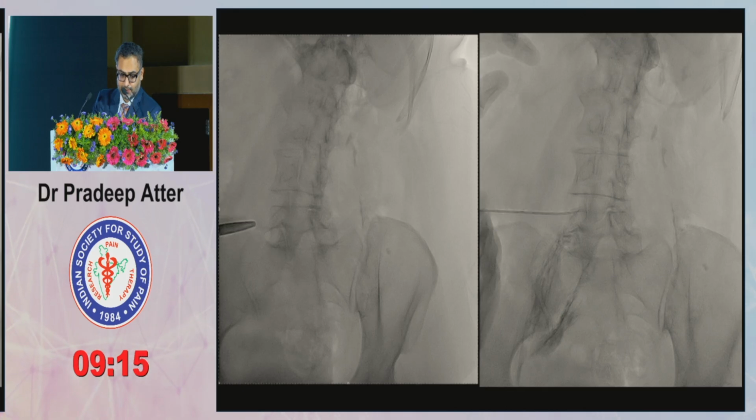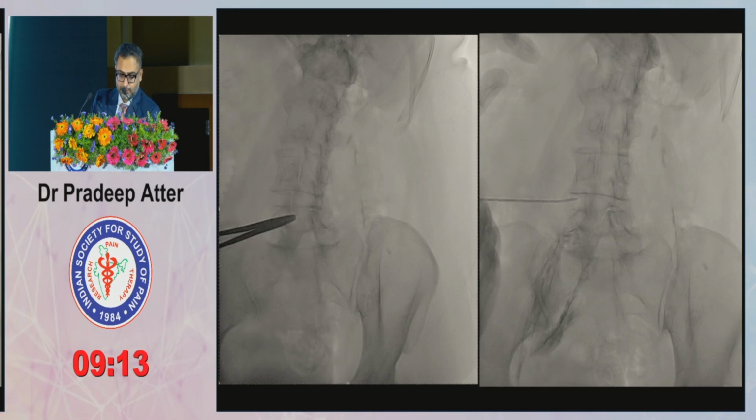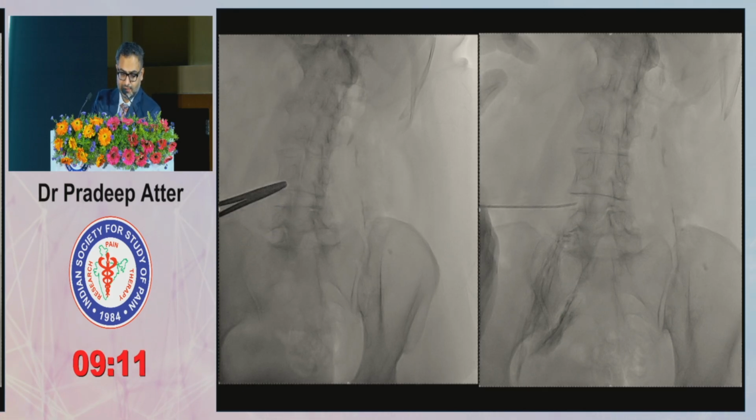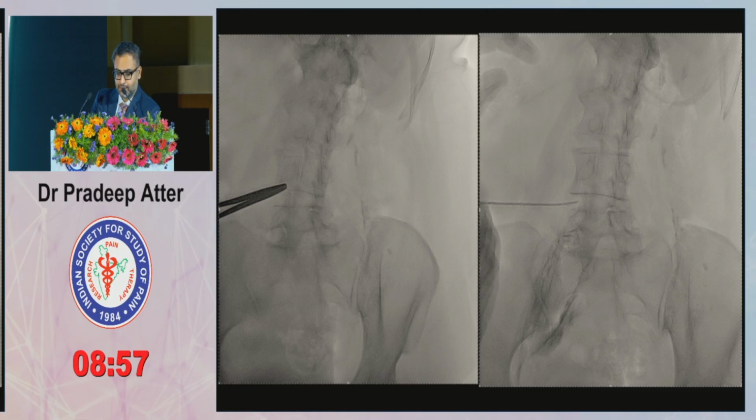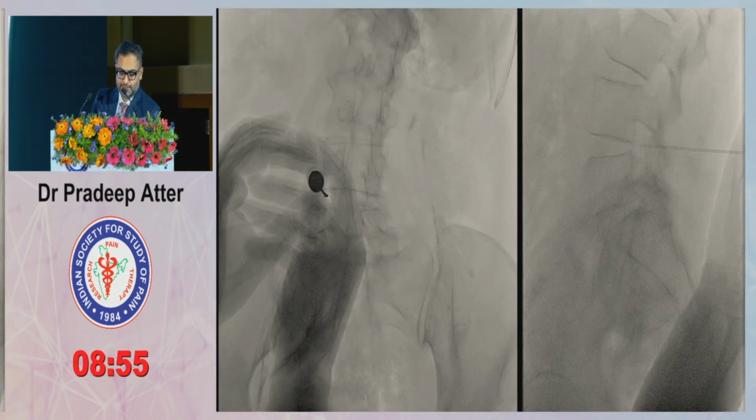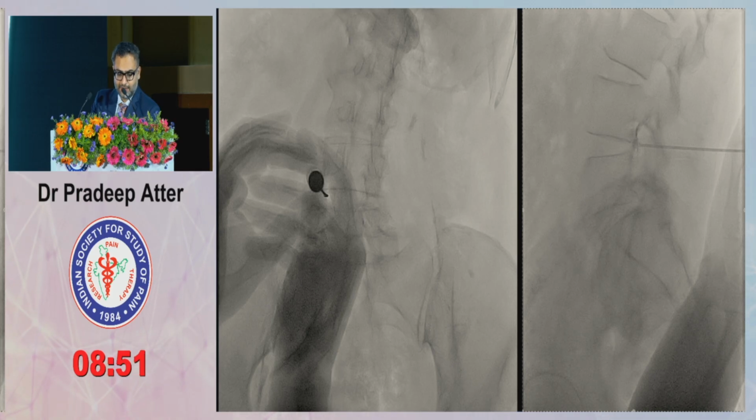So you can see this is where the 6 o'clock of the pedicle is where the supraneural approach will lie, while the Kambin approach will lie just lateral to the SAP of the lower vertebrae. So I've entered via the Kambin approach here.